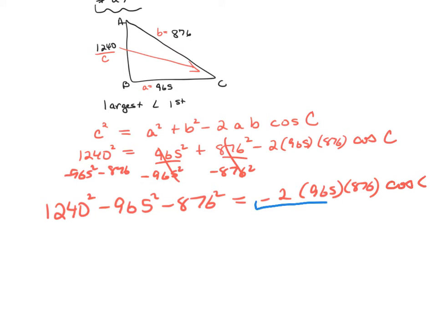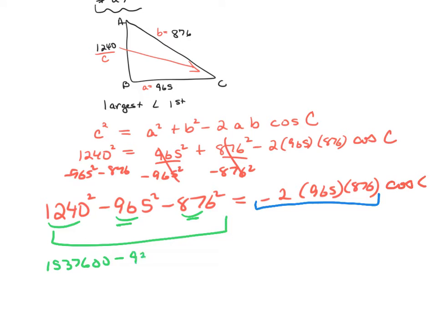So I'm going to be multiplying this. I'm going to be squaring this, this, and this. After I square them, I'm going to subtract these two. So let me go ahead and simplify this side of my equation. I can show you what I'm getting as I'm squaring if you'd like. So 1,240 squared gives me 1537600. 965 squared gives me 931225, and then the 876 squared gives me 767376. I'll go ahead and combine these three.